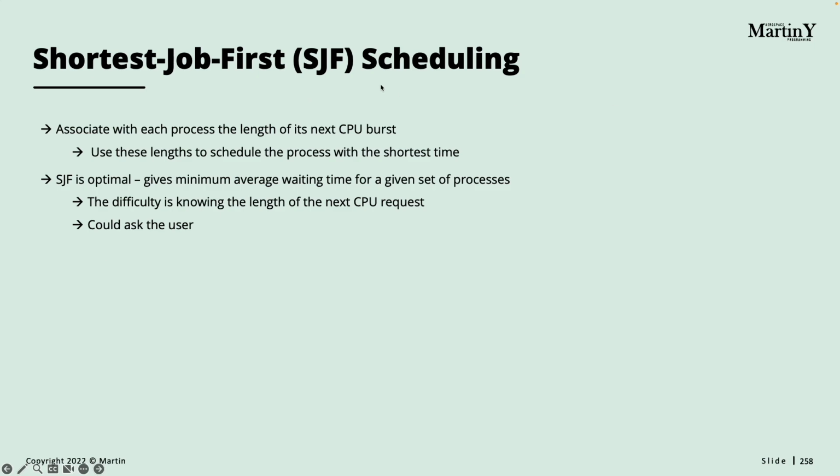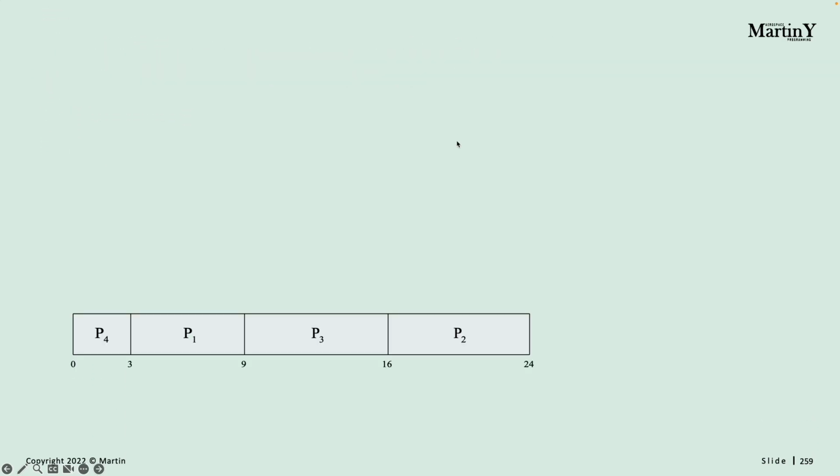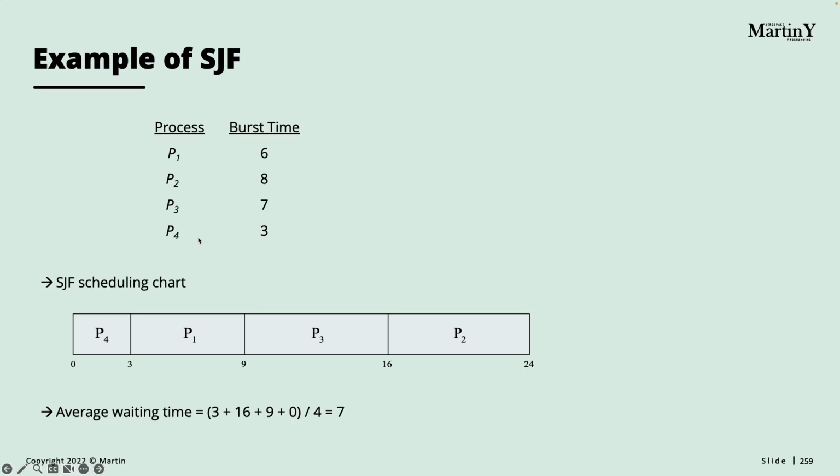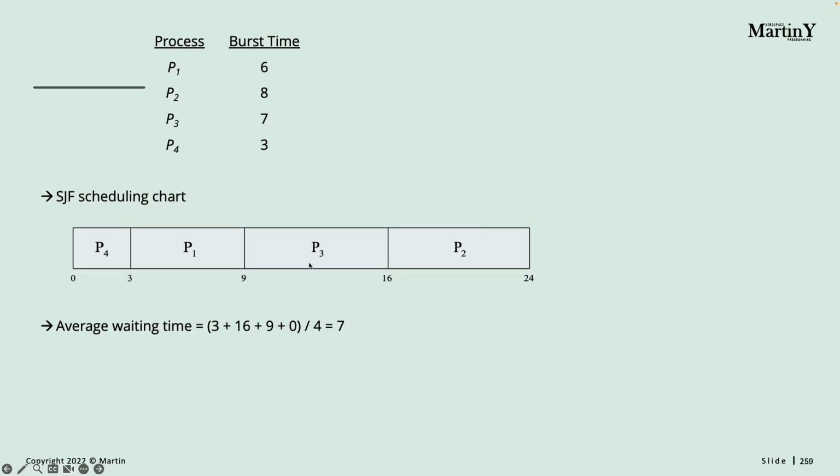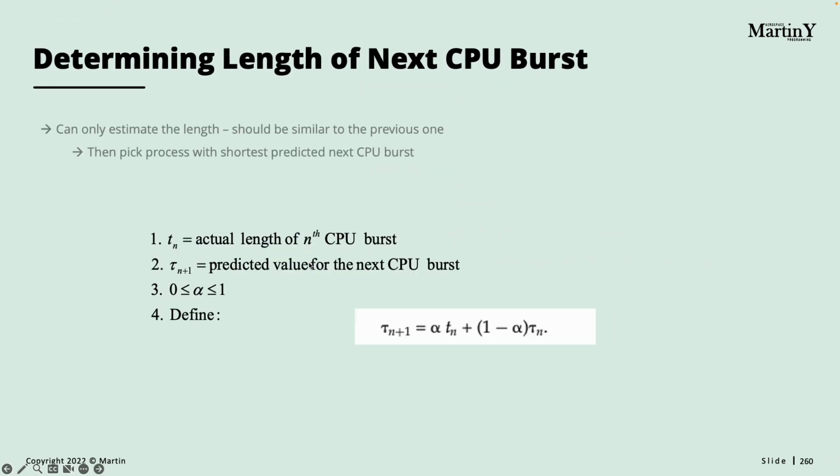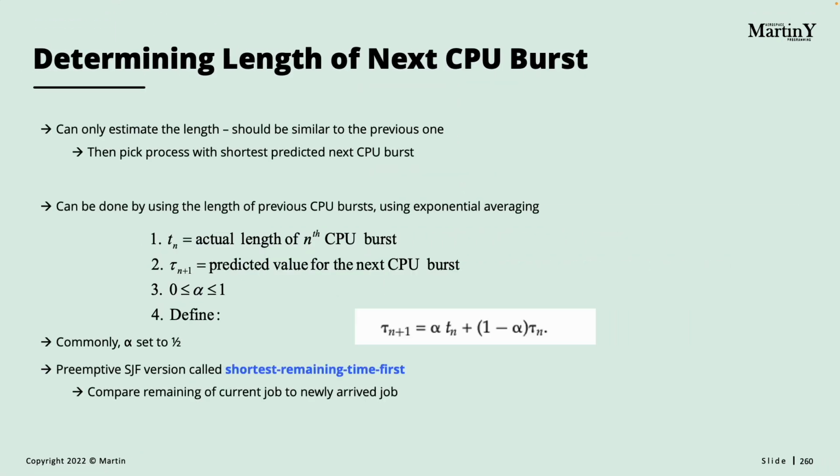However, to overcome this issue, yeah, so this is the algorithm, right? We already talked about this. This is just another example. So we take firstly P4 because it has the shortest burst time, then P1, then P3, and then P2.